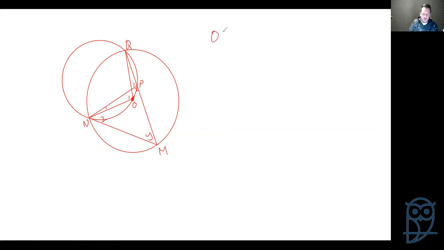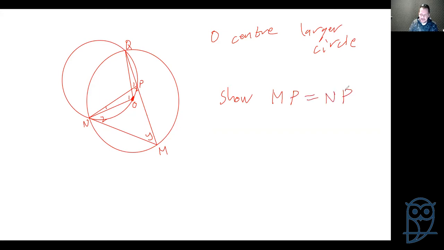You are told that O is the center of the larger circle. Luckily, it's quite clear to see which one is the larger circle. And then you're also told that it lies on the circumference of your smaller circle. You are asked to show that MP equals NP. So just to change colors, you are asked to show that this side length equals this side length.